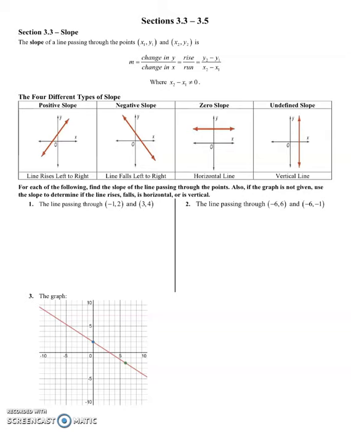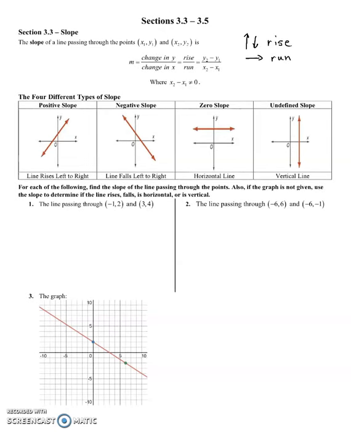So that is the change in y over the change in x, or we also might say the rise over the run, or the difference of the y variables divided by the difference of the x variables. So when we say rise, we're talking about how far up or down it goes between points, and the run is how far we move to the right between points.